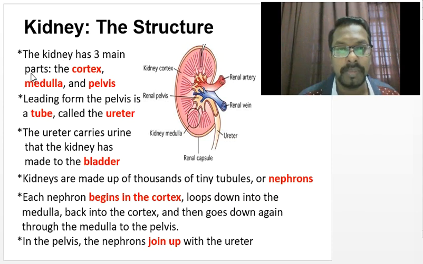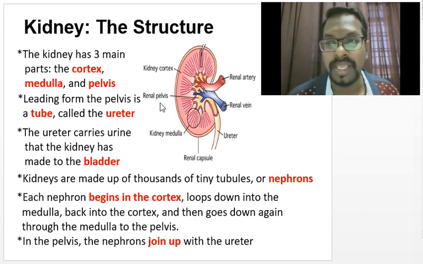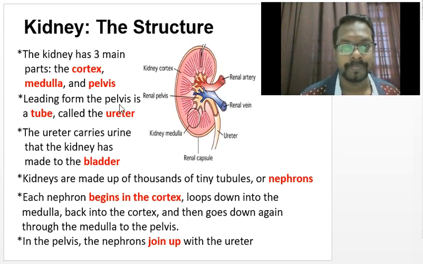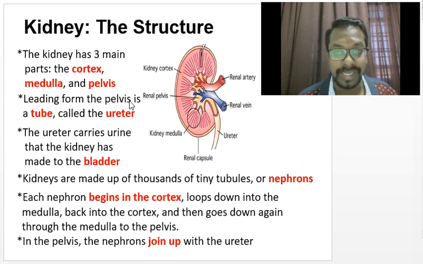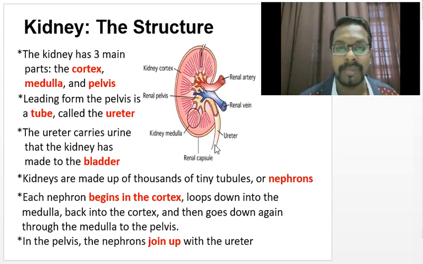The kidney has three main parts: the cortex, medulla, and pelvis. These are the three main parts of the kidney. Leading from the pelvis is a tube called the ureter. The ureter carries urine that the kidney has made to the bladder. That means the urine goes out from here to the bladder.